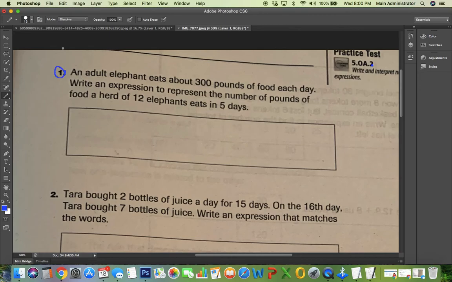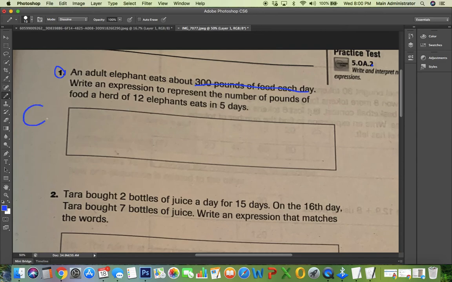Okay. So an adult elephant eats 300 pounds of food each day. Write an expression to represent the number of pounds of food a herd of 12 elephants eat in 5 days.